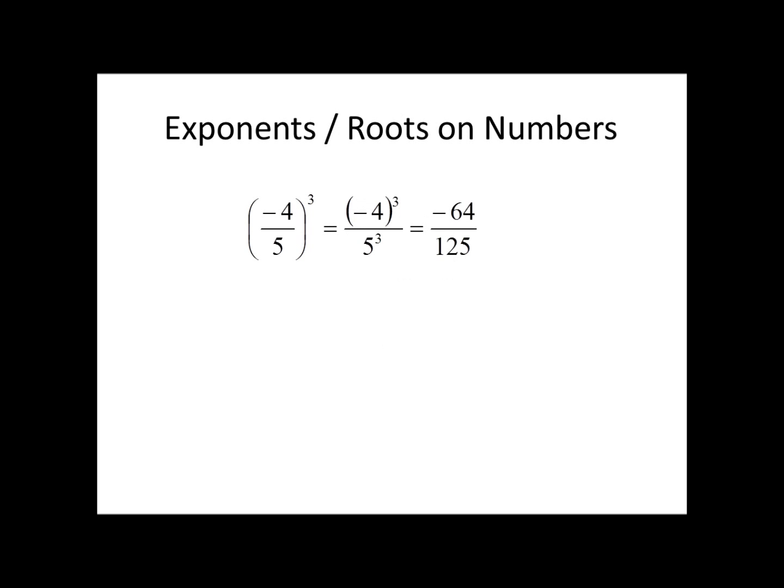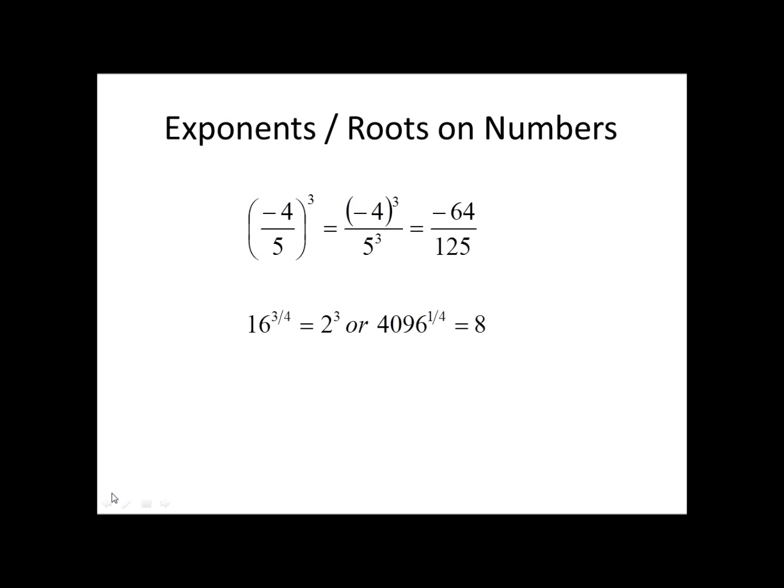Let's take a look at some exponents and roots on numbers. Again, we can distribute this power to the top and bottom of the fraction separately. So in order to figure out what negative 4/5 cubed is, we can cube the top and the bottom separately, and we get negative 64 over 125.